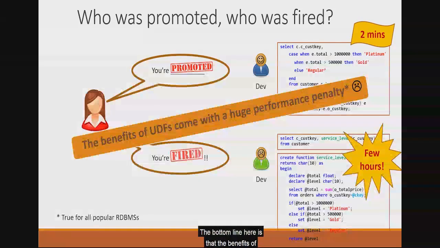So the bottom line here is that the benefits of these imperative user-defined functions today come with a huge performance penalty. And this is true for pretty much all popular relational database systems today.